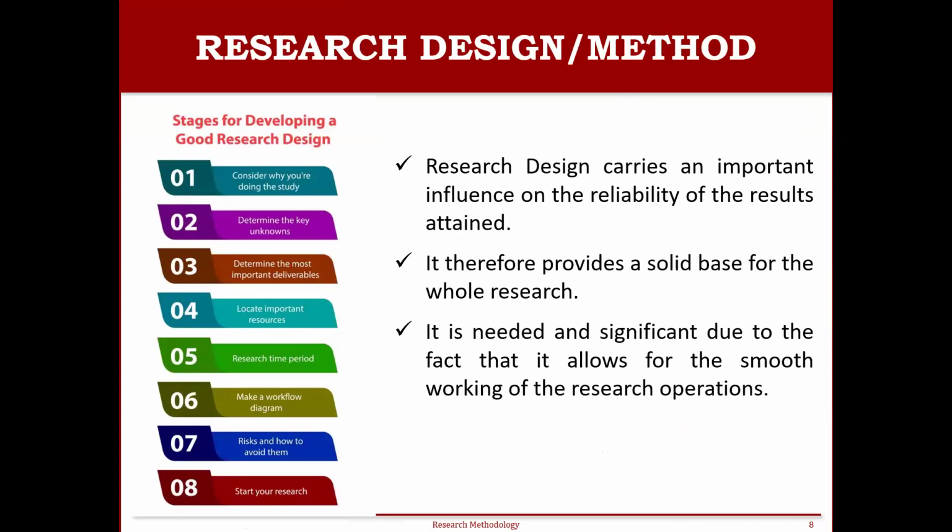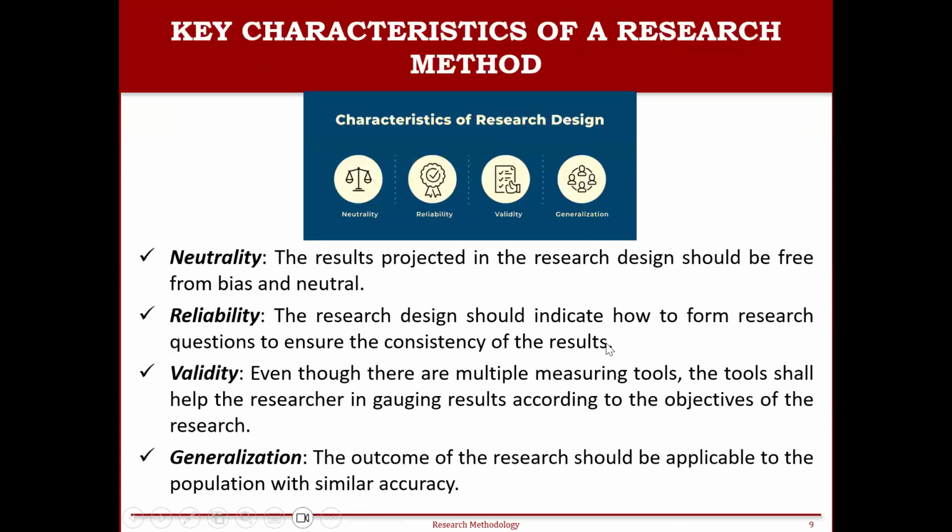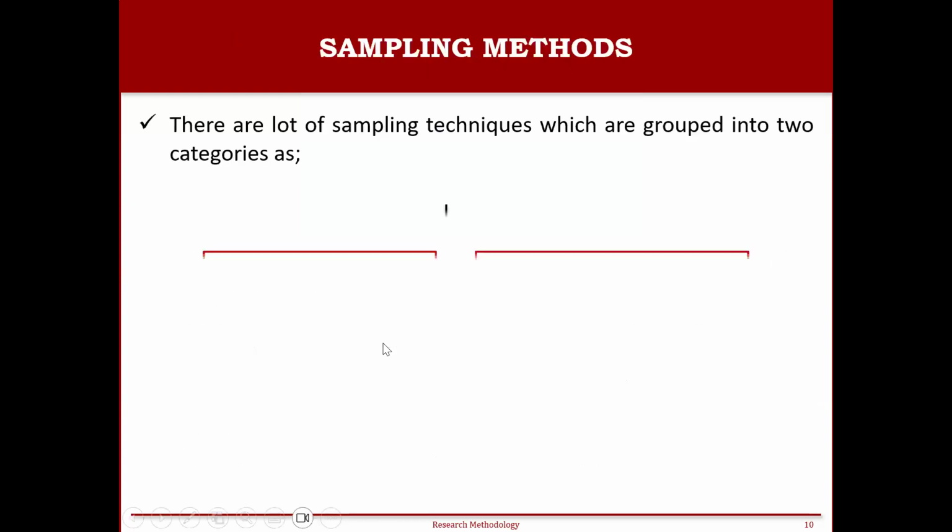Moving on to research designing and methods, we discussed a few steps we need to follow when we design our research. And the main characteristics of research methods we discussed, right? Neutrality should be there, and our research method should be reliable and valid, and generalization should be there. There are many more characteristics, but these are the main key characteristics of a research method.